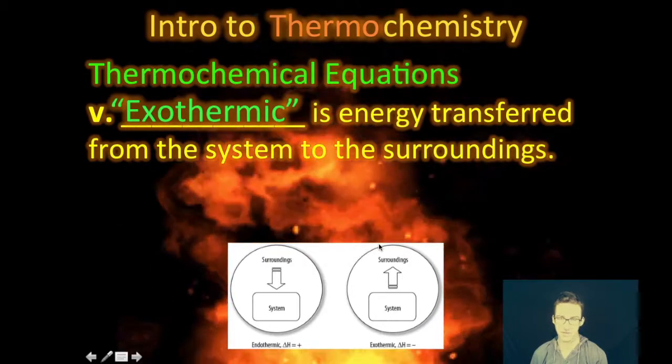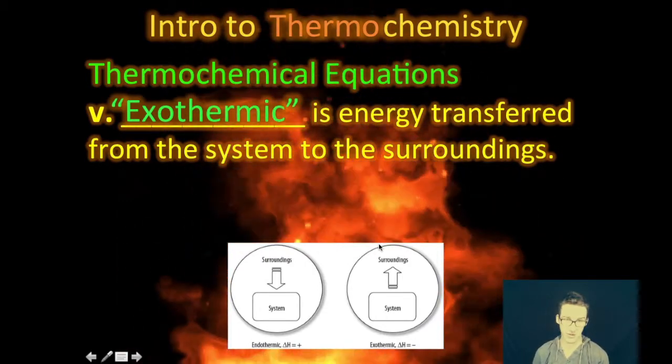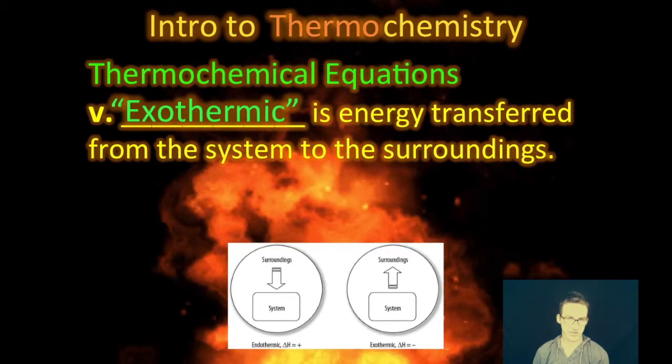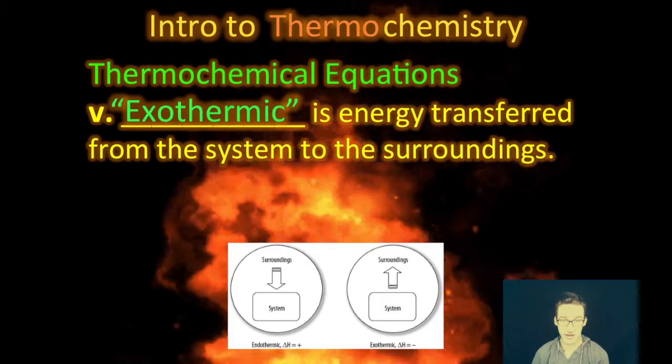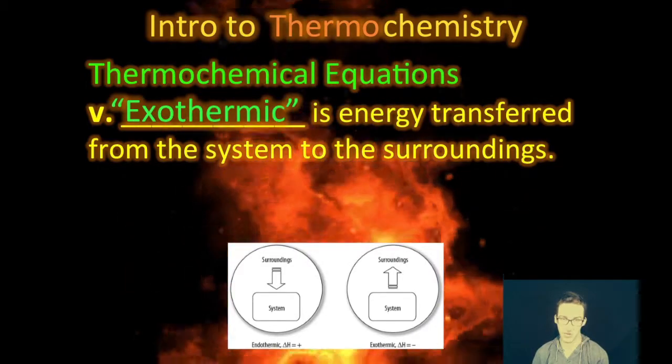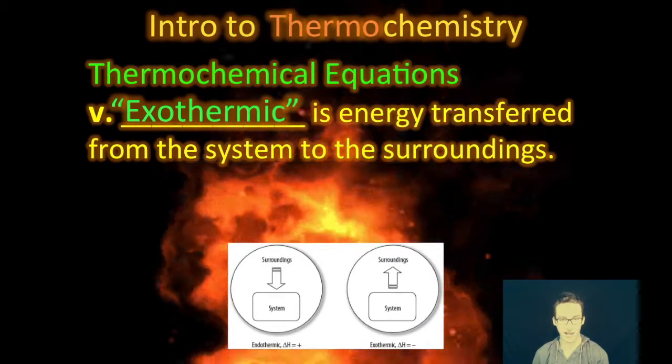Just be familiar with them, recognize we're talking about system, we're talking about our chemical reaction, surroundings, everything else, universe is all of it combined. And then depending on what's going on with the flow of the heat energy, it's going to determine whether the reaction is endothermic or exothermic.